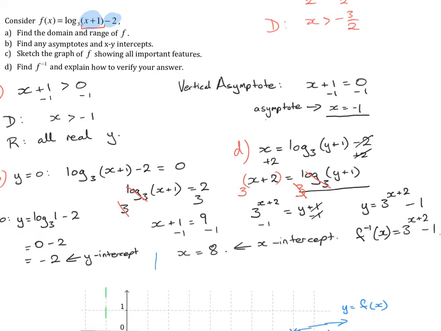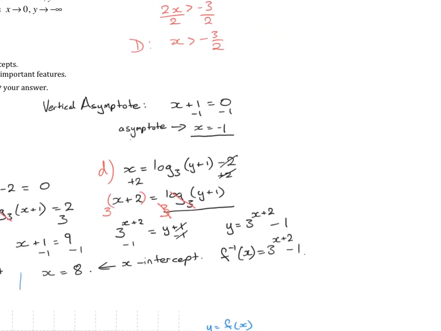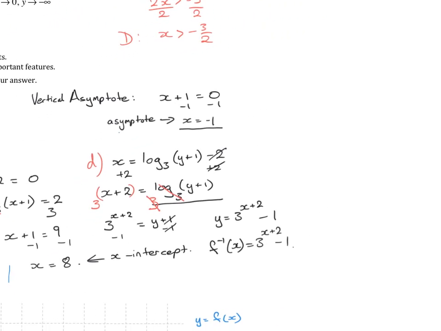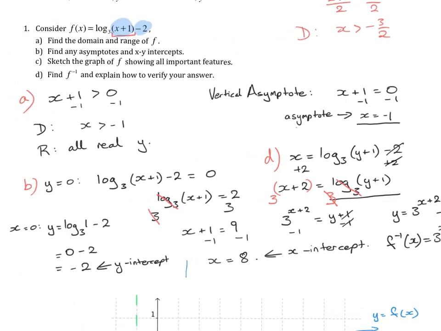To verify our answer, there's a few things we can do. We can show that the inverse and the original function cancel each other out. Or we can show that the asymptote actually gets reflected about the line y equals x. And we can show the domain and range swap. So I'm going to show you a few ways to verify your answer.